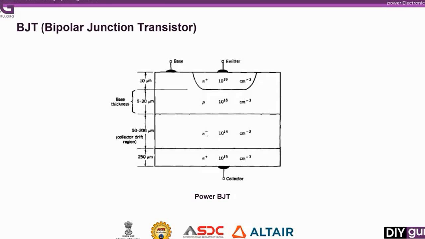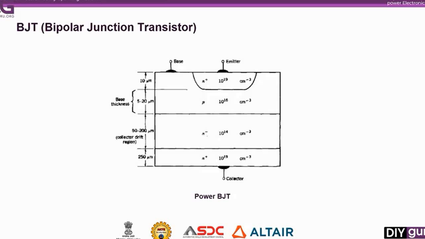A power BJT will have a 4-layer structure of alternating P and N type doping as shown in the figure. It again has the same 3 terminals labeled collector, base and emitter. In most power electronic applications, the power transistor works in common emitter configuration. That is, the base is the input terminal, the collector is the output terminal, and the emitter is common between output and input. In power switches, NPN transistors are most widely used compared to PNP transistors.